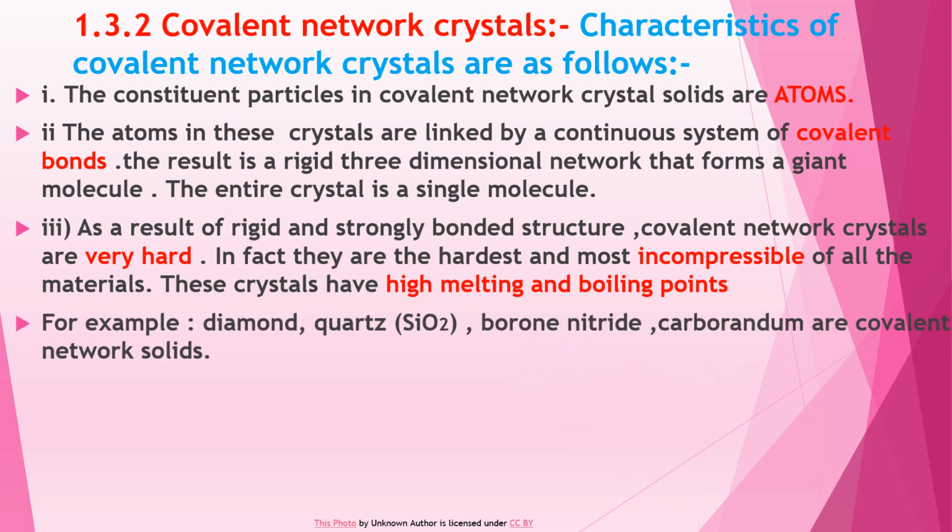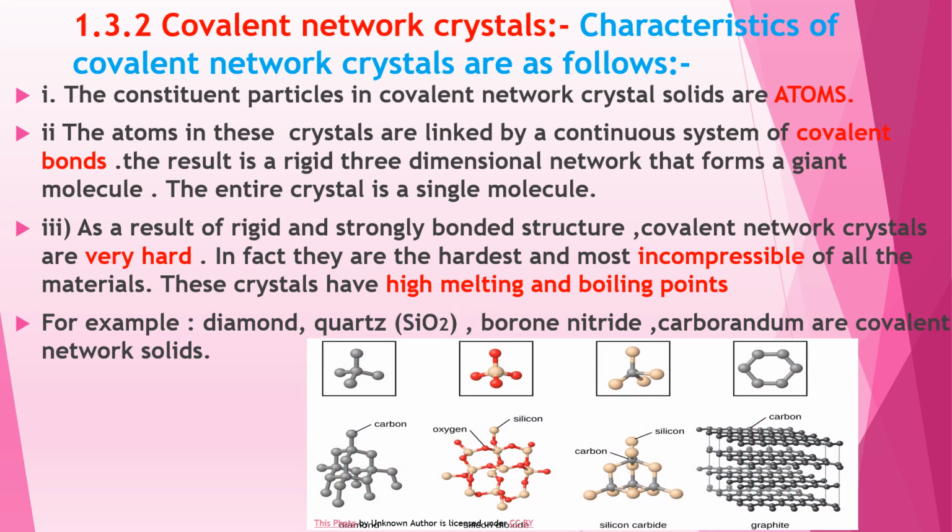For example, diamond, quartz, silicon, that is SiO2, and boron nitride are covalent network solids. This diagram simply shows the covalent bond and covalent network. You have to simply observe and understand.